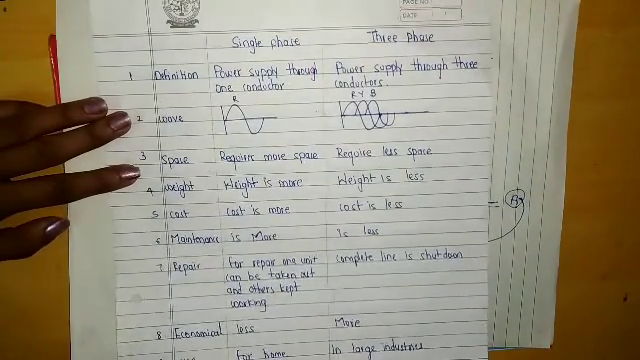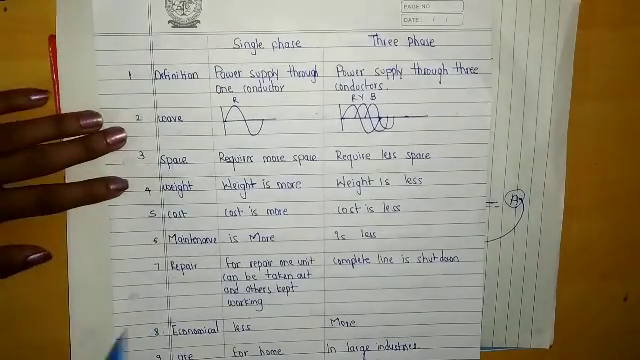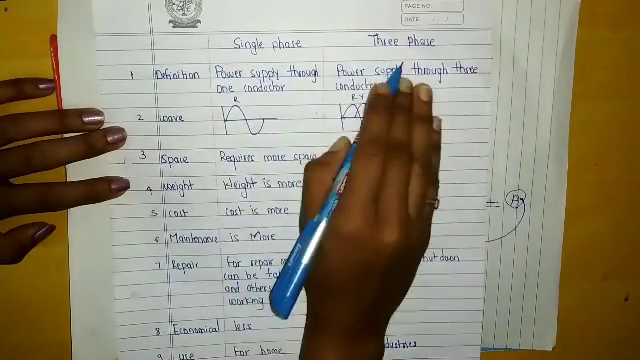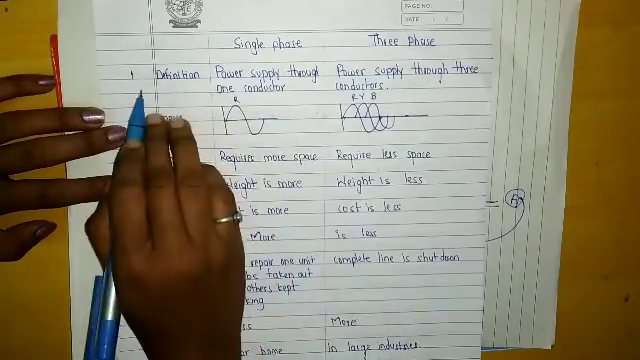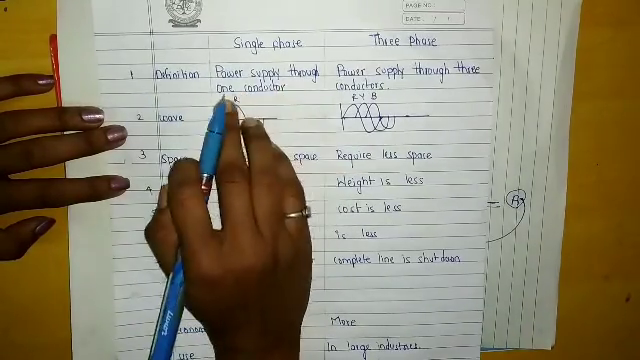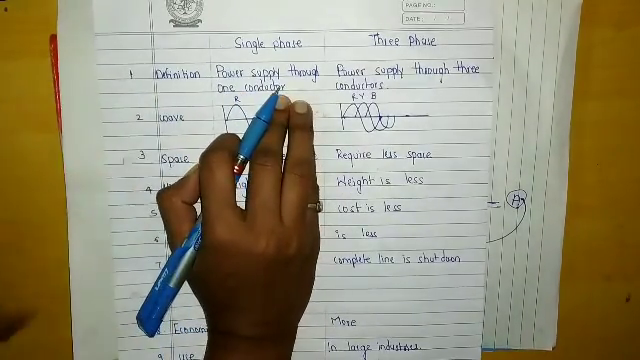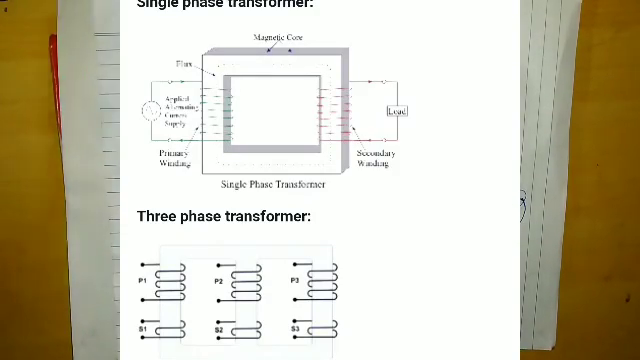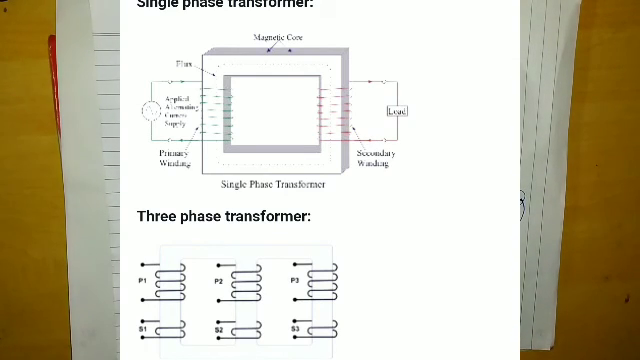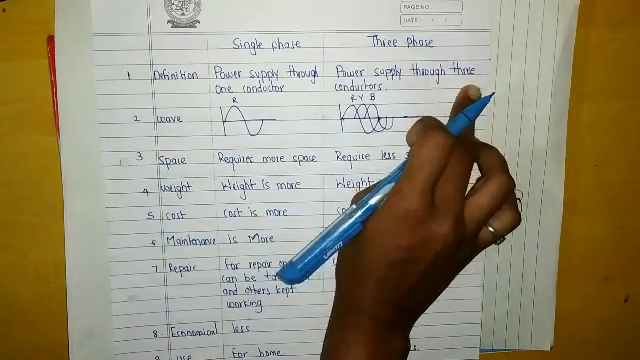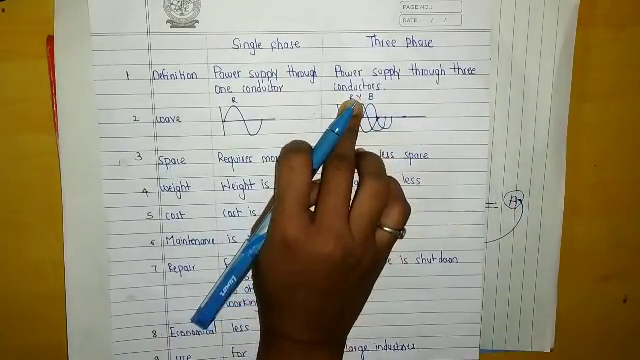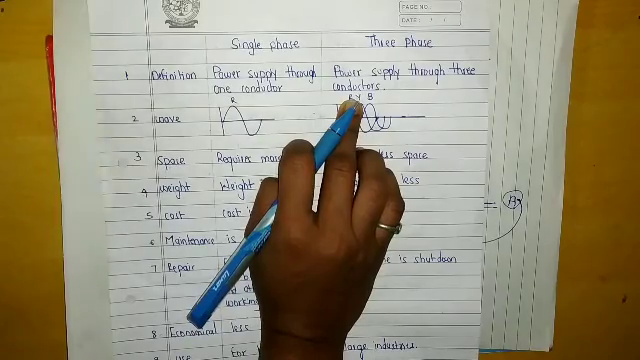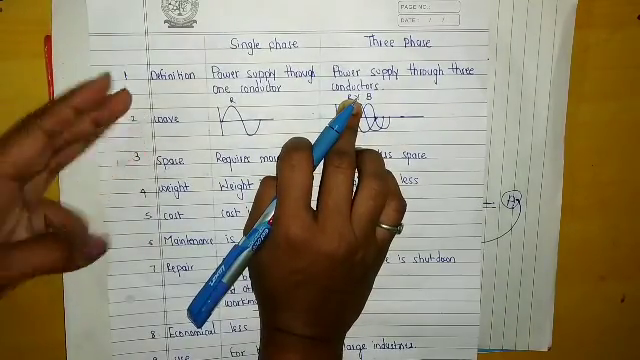Now we are going to see the comparison between the single phase transformer and the 3-phase transformer. Definition: power supply through one conductor. As we have seen in the diagram, it has one coil on primary and another coil on secondary, so it has power supply through one conductor. And 3-phase has power supply through 3 conductors, right? As we saw in the 3-phase transformer, it has 3 coils on the primary side.